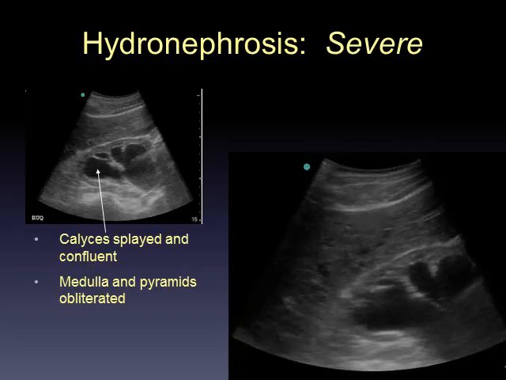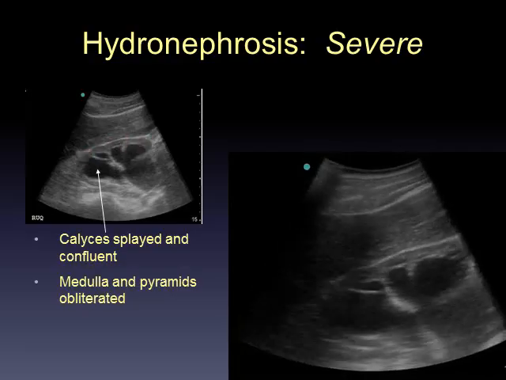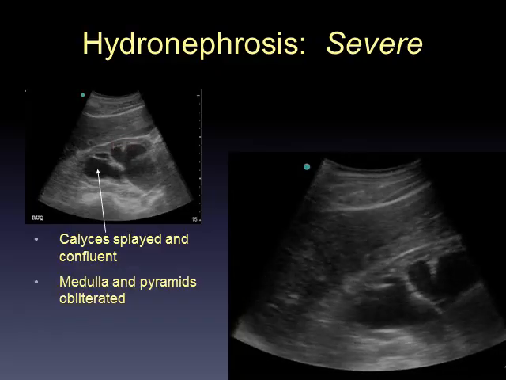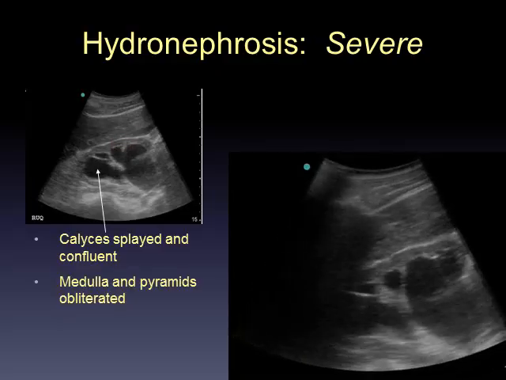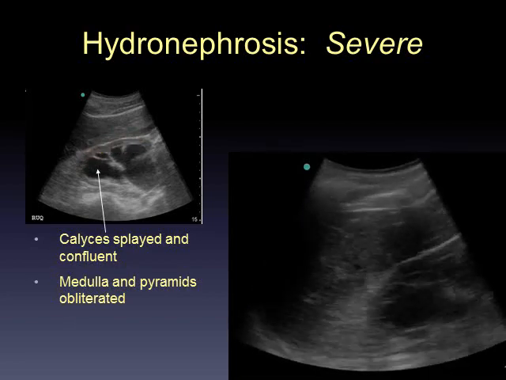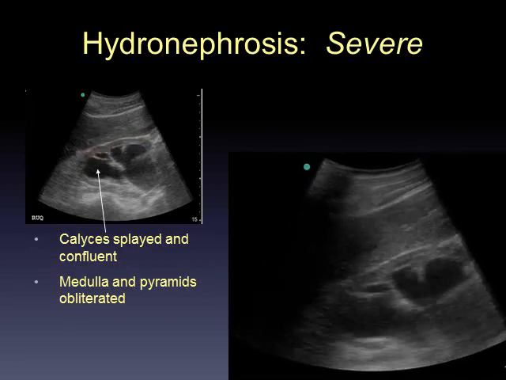Now the medulla and the pyramids are gone. You can maybe see there, just underneath my pointer in that region, was a collapsed, pushed down pyramid, but the cortex still remains. So we've probably got an acute situation here, not the chronic situation.